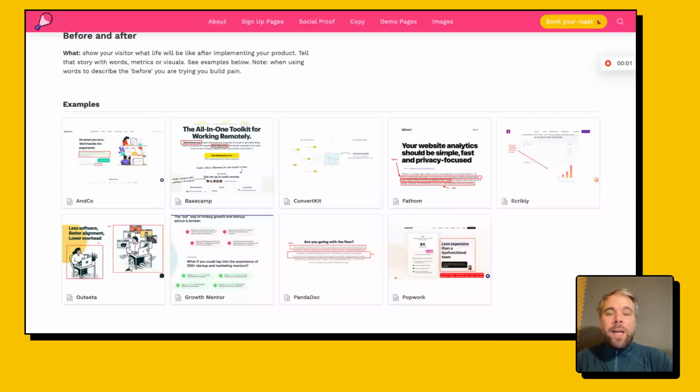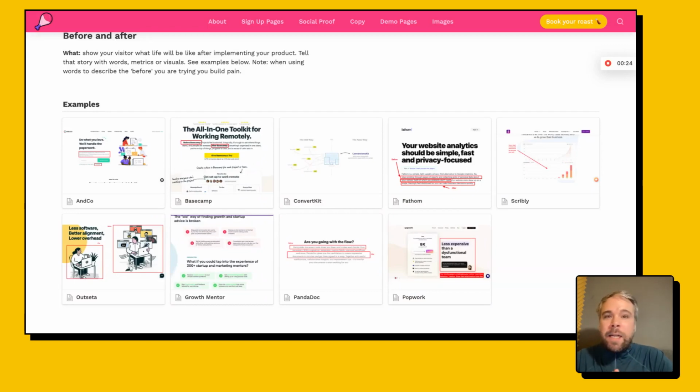One really powerful way to turn more visitors to your SaaS landing page into customers is to paint a vivid picture of life with and without your tool or product. You can paint this picture using words, metrics, or visuals. What I'm going to do now is show you some leading landing pages that have used this technique to drive conversion. It's pretty simple.